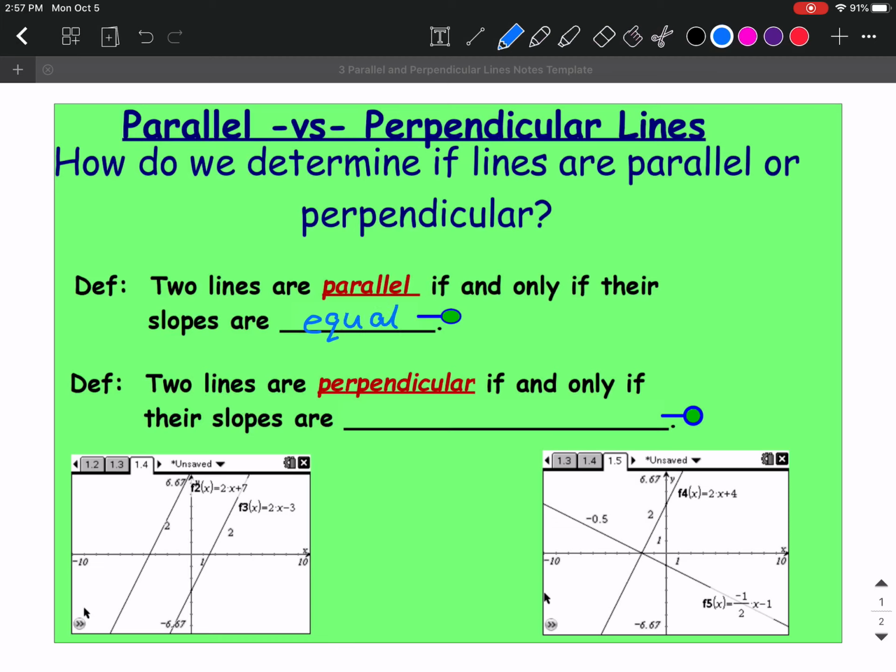And two lines are perpendicular, like in the picture on the bottom right, where they meet and form right angles. Two lines are perpendicular if and only if their slopes are negative reciprocals. That means you flip them and change their sign, okay?